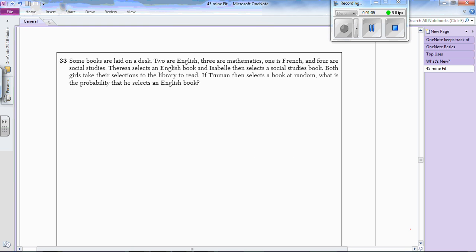Some books are laid on a desk. 2 are English. Let me write this down. 2 English. 3 are mathematics. That's better. There's more math. That's actually good. 1 French. That makes more sense. Shouldn't have too many French books. 4 social studies. Who wrote this test? I don't even believe that math teacher wrote this test.